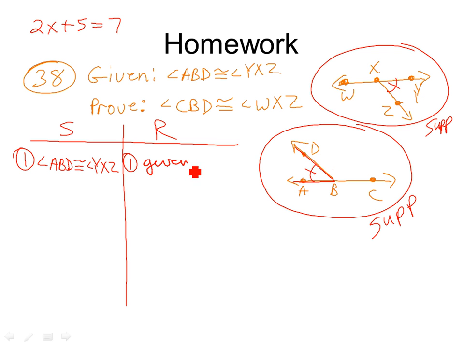As I was walking around looking at your papers, I looked at Grant's paper, and he just completely skipped number 38. Is he gonna do that on the test? He better not, because right there is how many points? That's 2 points. Regardless, that's 2 points.